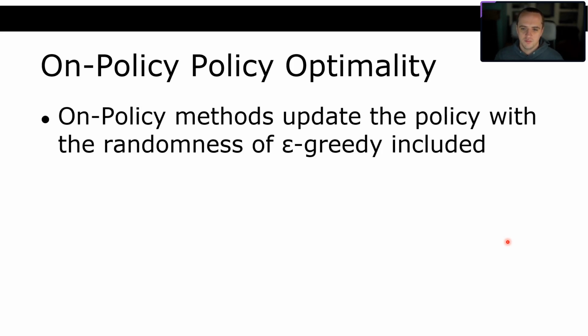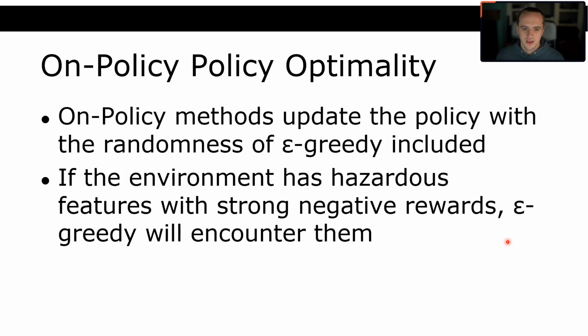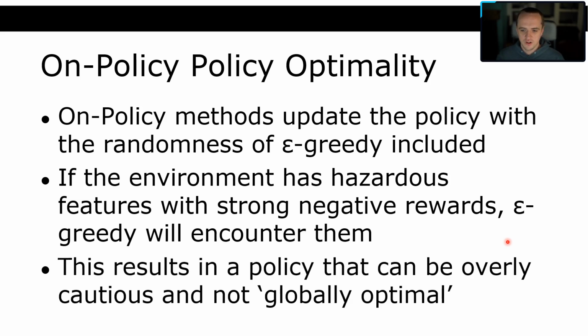So on-policy methods update the policy with the randomness of epsilon greedy included. If the environment has hazardous features with strong negative rewards, epsilon greedy will encounter them. And so that's going to result in a policy that can be overly cautious and not globally optimal. I know this is a little bit difficult to understand, but I'm going to have a really good example from the book in a few slides. And this will definitely explain things in a more intuitive way.